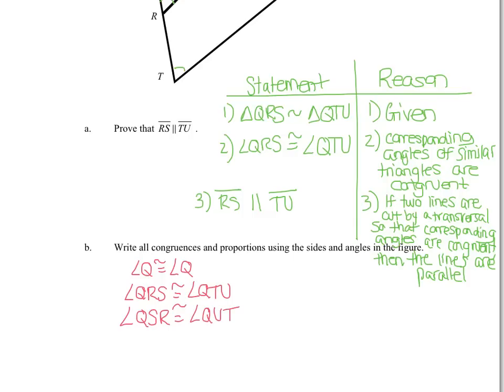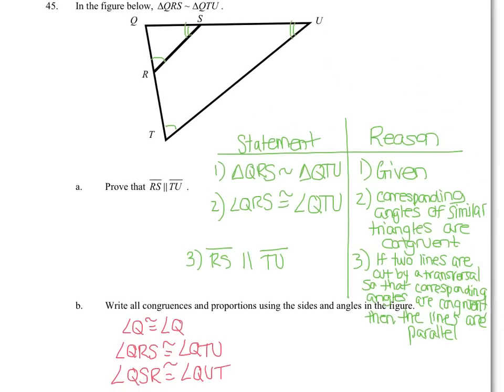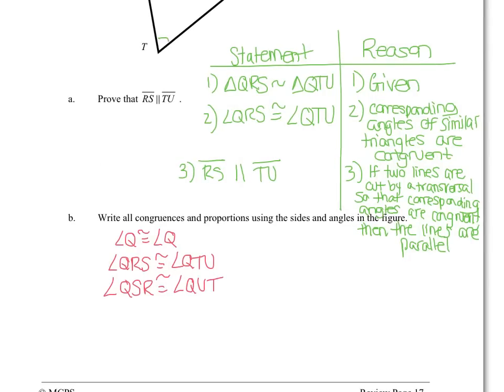Now dealing with all the proportions. I will admit that there are multiple ways to write these proportions, but we're just going to talk about the general ones. For instance, QR is going to be proportional to QT. So QR over QT is going to be proportional to QS over QU. All right, so I'll write that. QR over QT is going to be equal to QS over QU.